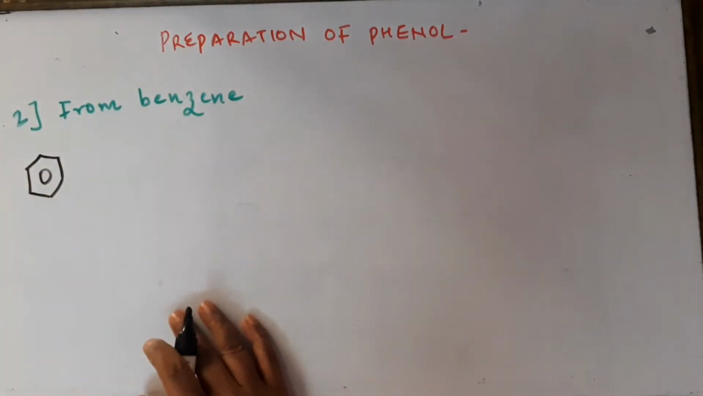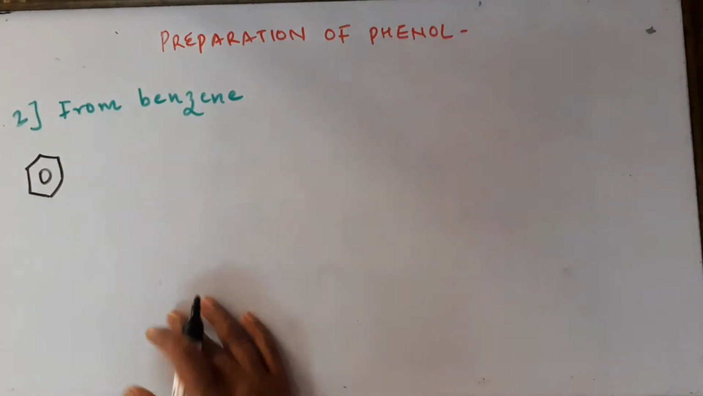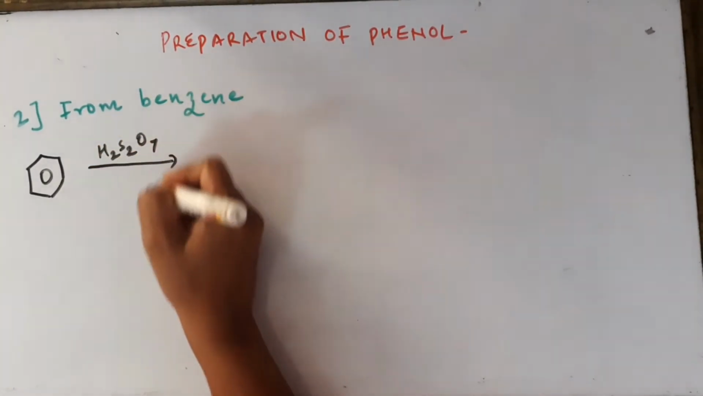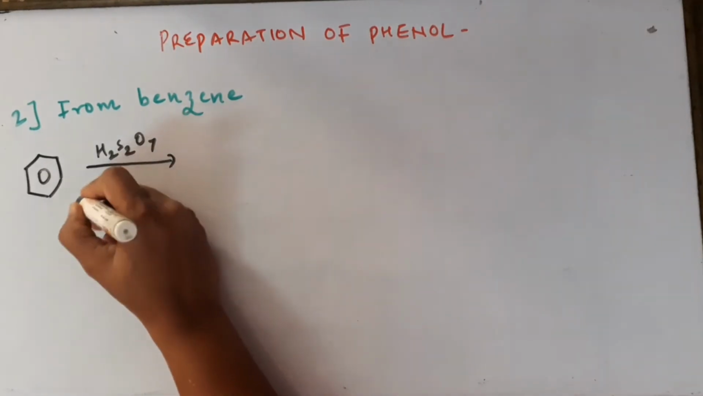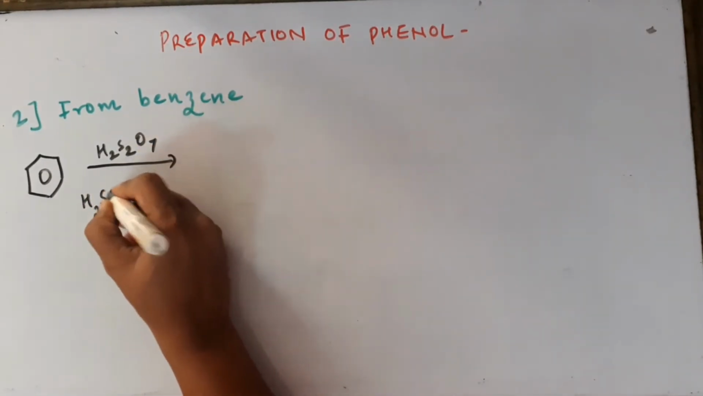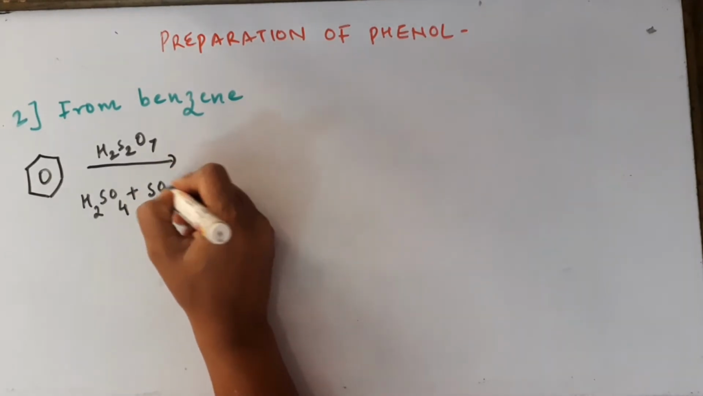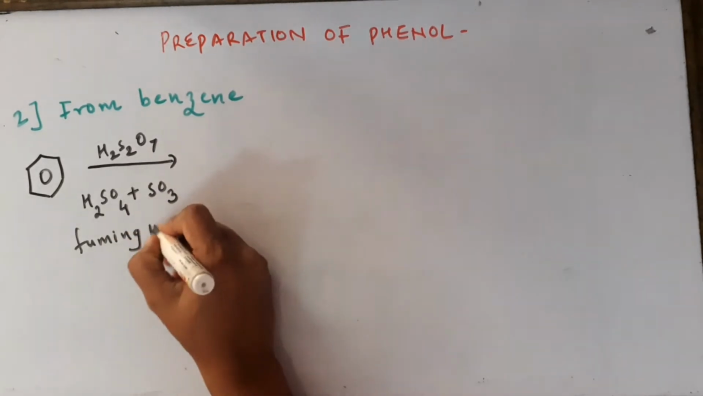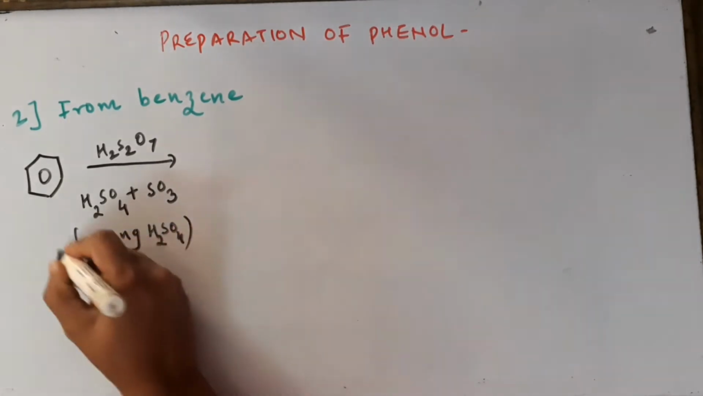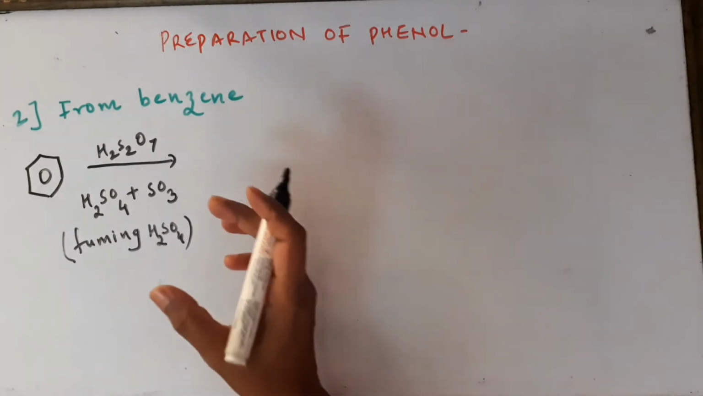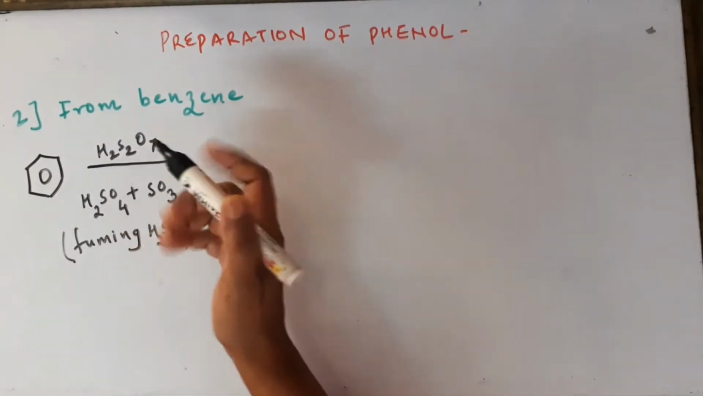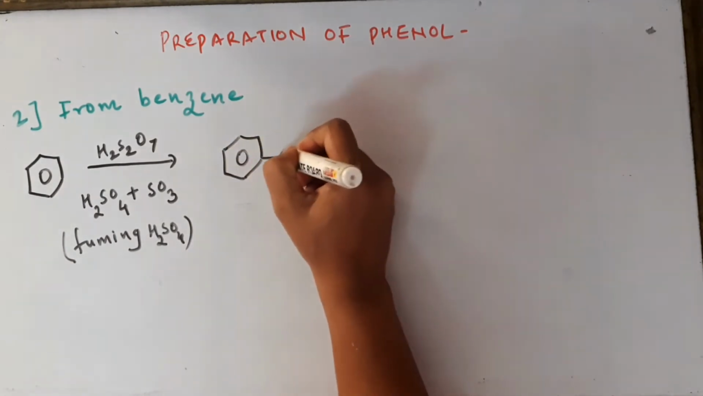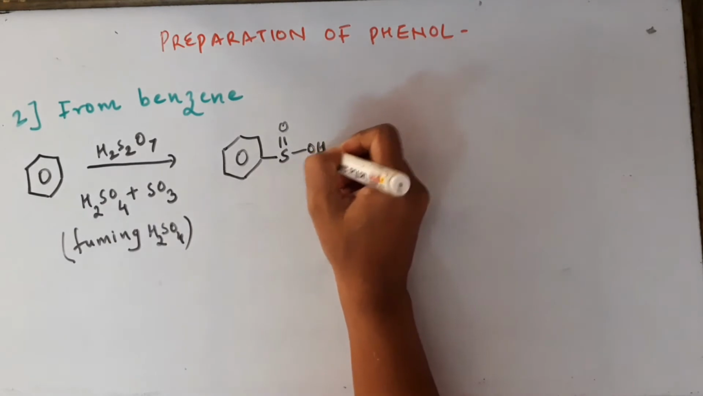The second method is a very small scale method. It's from benzene. Benzene will be treated with oleum, H2S2O7, everyone is aware of it, pyrosulfuric acid. Its formula is this, and actually if you look at it, it is comprised of H2SO4 plus SO3. So instead of this, someone can also write it as fuming sulfuric acid. The point is that we are going to take highly concentrated sulfuric acid, or we may take oleum like this. Sulfonation will take place and benzene will get converted into benzene sulfonic acid.